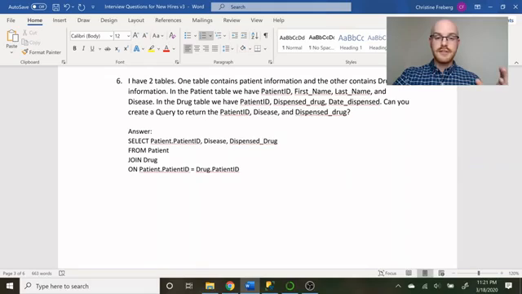So in order to do that, you're just going to do an inner join. So the answer is select patient.patient ID. We have to do patient dot because we have to specify what table it is, because patient ID is in both the patient and the drug table, comma disease, comma dispensed drug from the patient table. And we're going to join the drug table on patient.patient ID is equal to drug.patient ID.